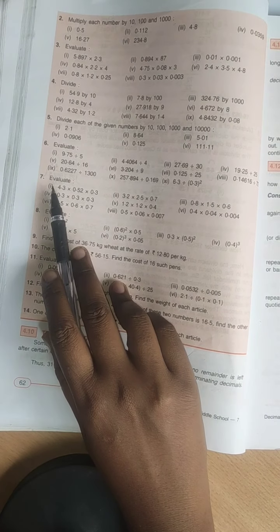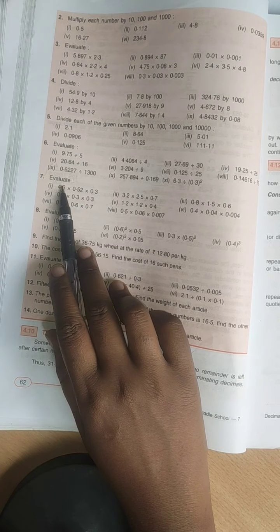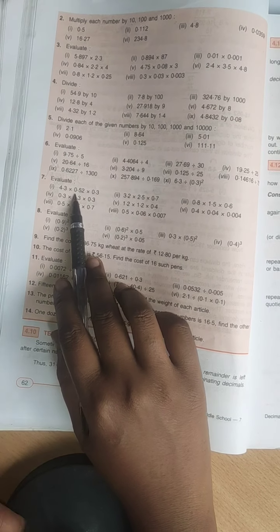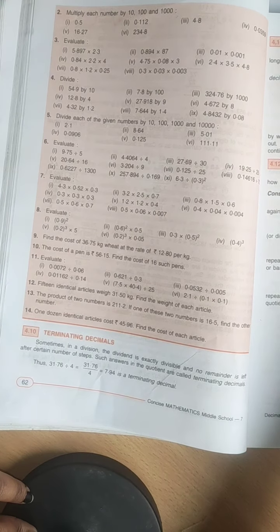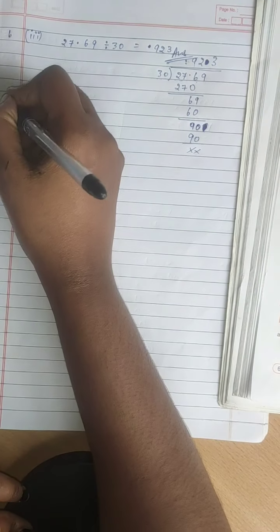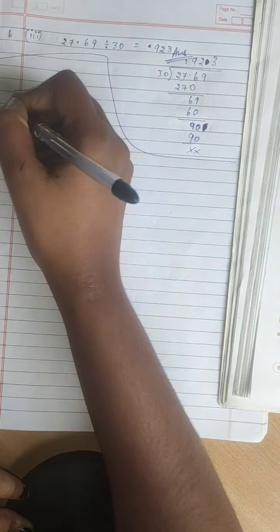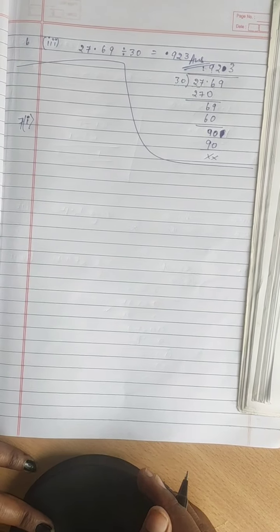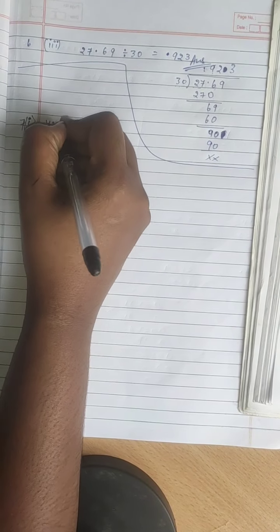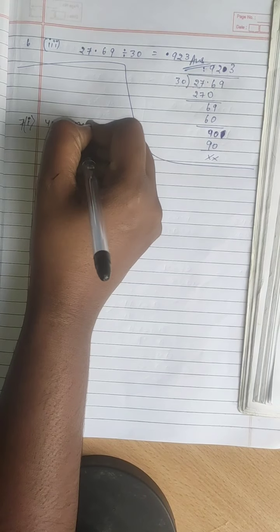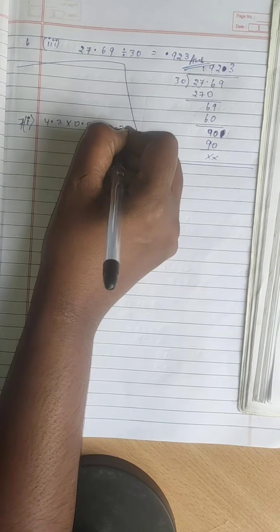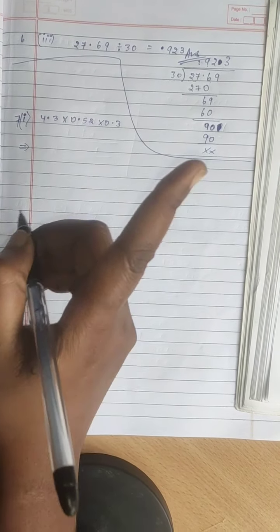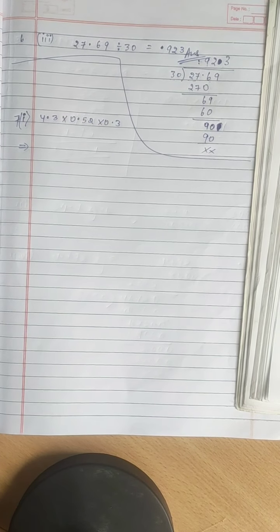Now let's see the 7th question. Number 7, evaluate. So you have to multiply. Here 3 numbers are given. You have to multiply these. Let's take the first number. How will you multiply? 7 first, I am using. So what is the question? The question is 4.3 into 0.52 into 0.3. Now let's multiply it. One by one we will multiply. First we will take these two.